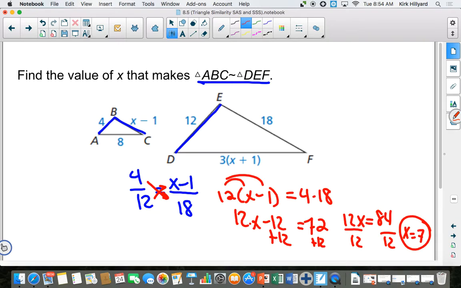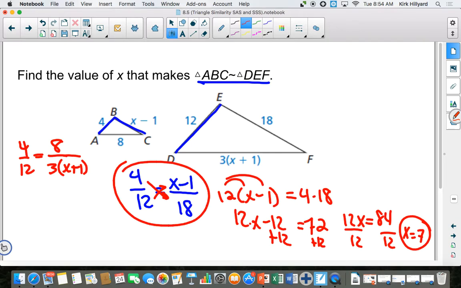Now, I could have used AC and DF, so I could have gone 4 over 12 equals 8 over 3 times x plus 1, and solved it the same way. I should have come up with the same answer. This one to me just looked easier, so that's why we used that one, but it doesn't really matter. Whichever one you'd like to use, you can use.